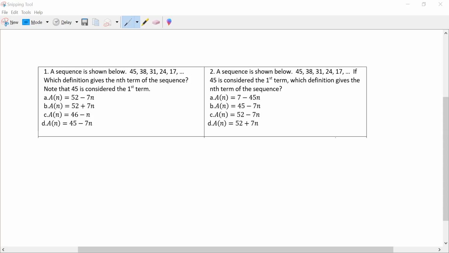So we've got some work to do on sequences and functions.